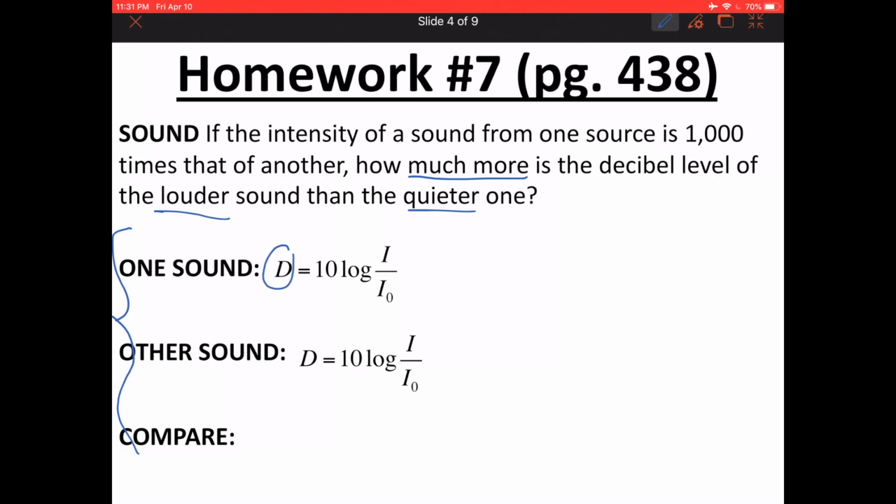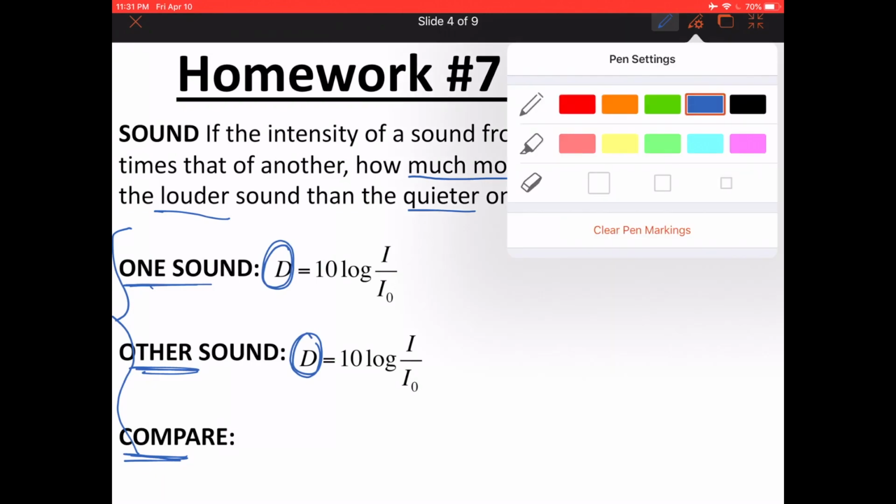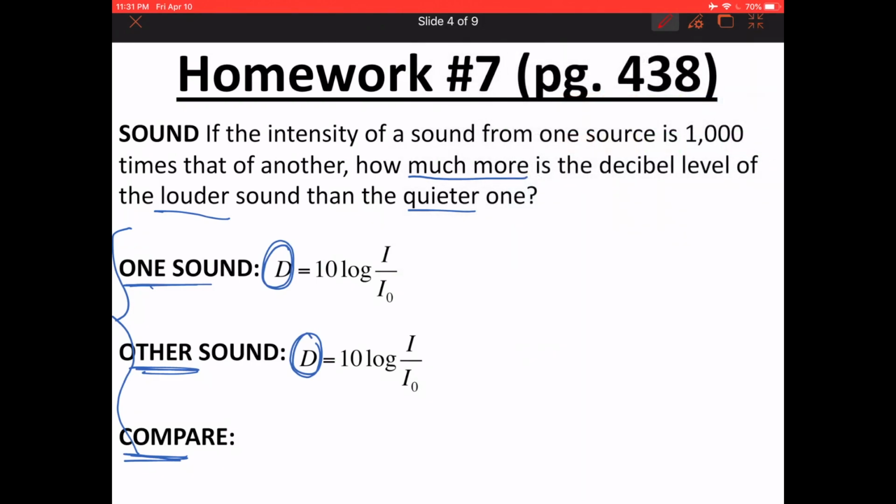You should first find the decibel level of the first sound, then find the decibel level of the second sound, and then we're going to compare. So that should be your thought process for solving this, okay? So let's find the decibel level of the first sound. So how I'm going to set this up, D equals 10 times log.